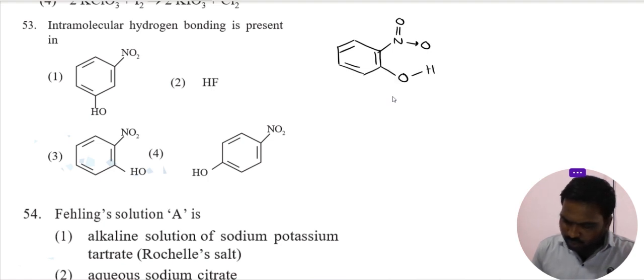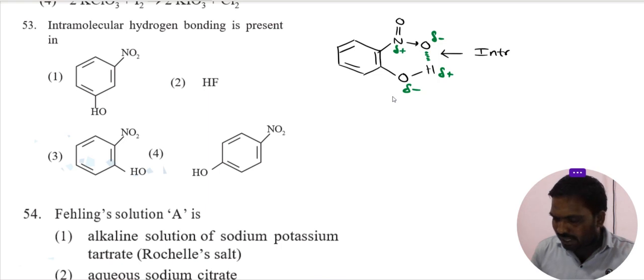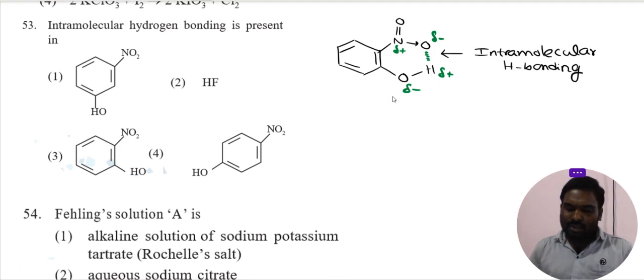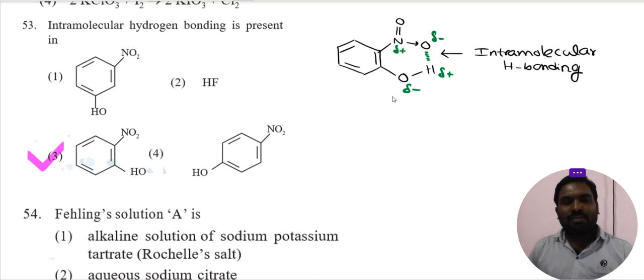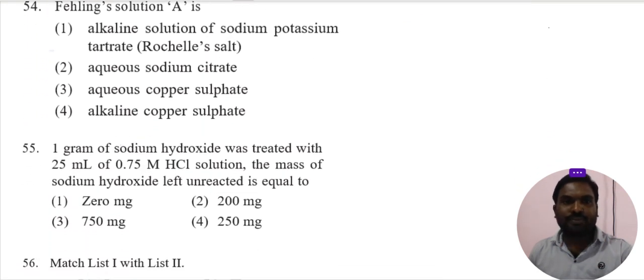You know, ortho-nitrophenol hydrogen bonding. This is partially negative, partially positive, partially positive, partially negative. So this is the hydrogen bonding, intramolecular hydrogen bonding. Clear? So which option is the right answer? Option 3 is the right answer. The remaining molecules all participate in intermolecular hydrogen bonding. Understood? So now coming to the 54th question.